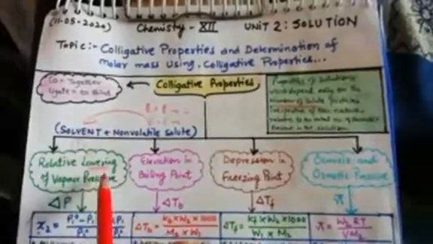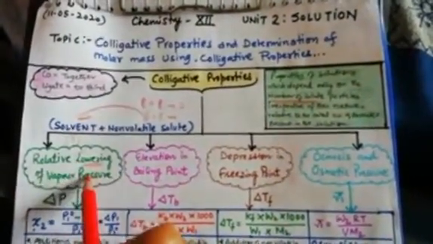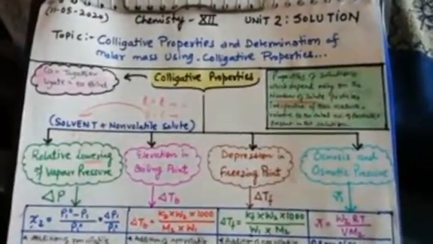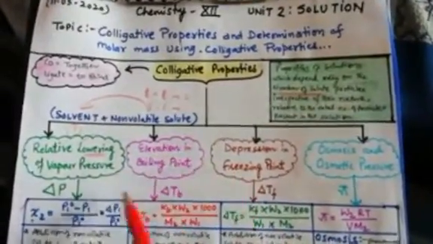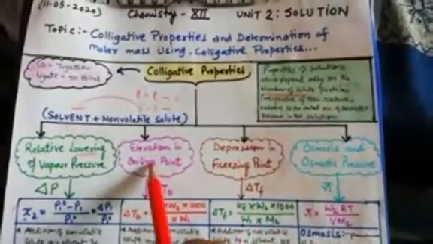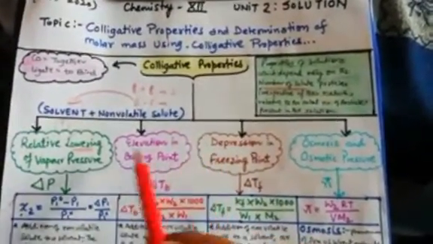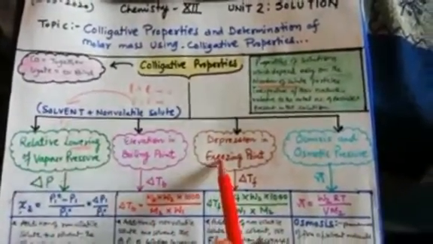The first property is vapor pressure, which is lower compared to the pure solvent. Elevation in boiling point is increased, as we studied yesterday. Depression in freezing point is the opposite of this. Hopefully you understood all these three properties. So today our focus is on the fourth property, which is called osmosis and osmotic pressure.